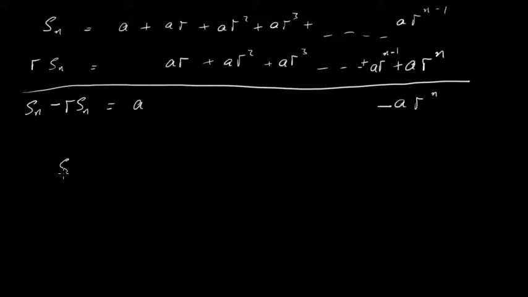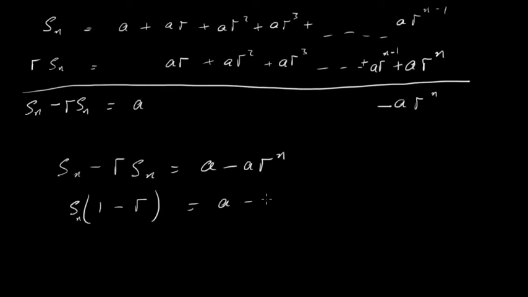So what we've ended up with is Sn minus rSn is equal to a minus ar to the power of n. Now factorize this here. We've got an Sn here and an Sn here, so let's factorize that. Actually, we'll factorize the right-hand side as well, that will make it a little bit quicker. So we've got an a here and an a here, so take that outside the bracket. It's 1 minus r to the power of n. So a times 1 is a, a times r to the power of n is ar to the power of n.